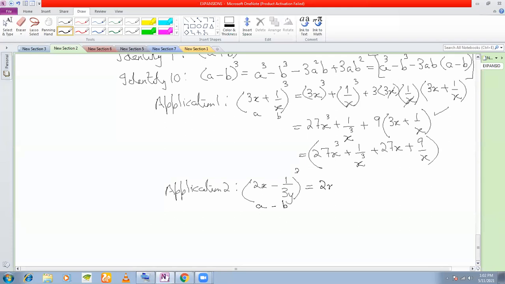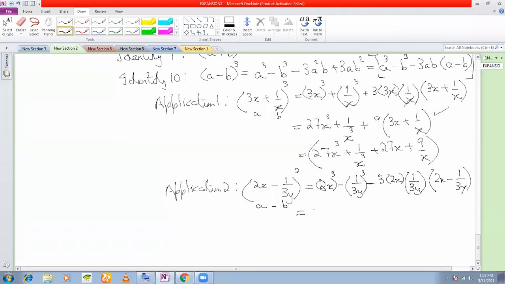So a is 2x, so a cube minus b cube minus thrice ab. A is 2x, b is 1 by 3y, into a minus b. A is 2x, b is 1 by 3y.